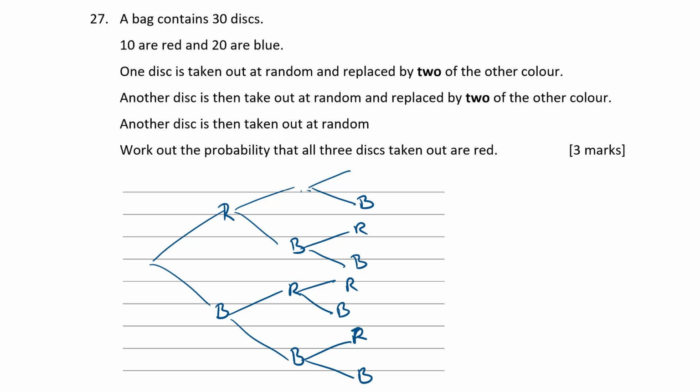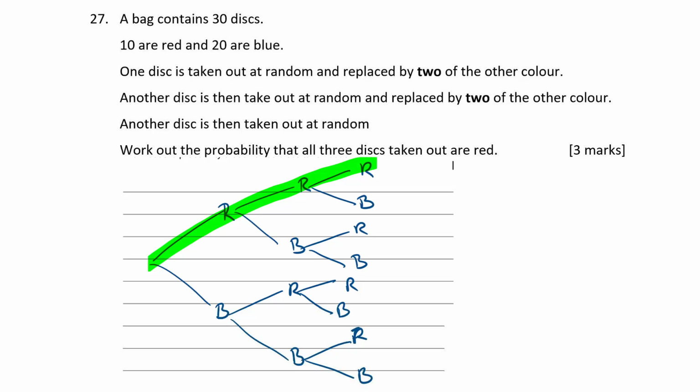Now we don't have to work out all of the values for this. We're only really interested in one of the routes, aren't we? We're interested in the probability that all 3 discs taken out are red. So we're interested in following this line of the probability tree up. Okay, so let's see if we can work out the probabilities of these branches rather than the whole thing.